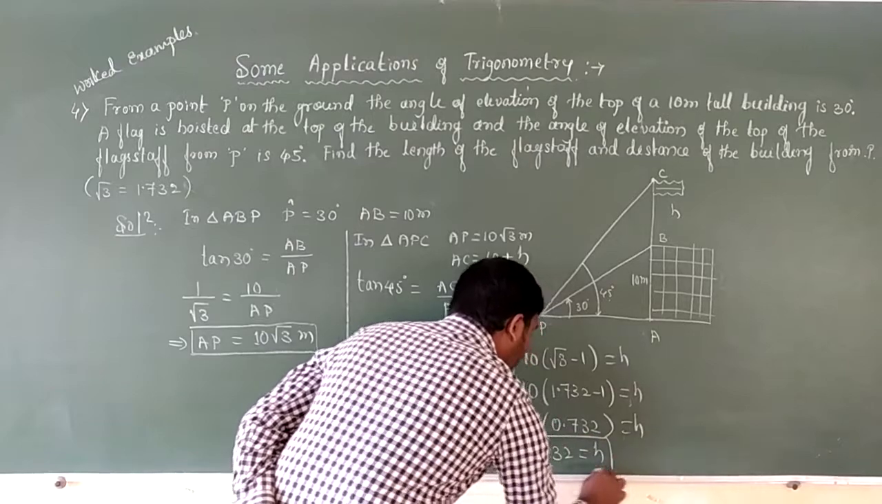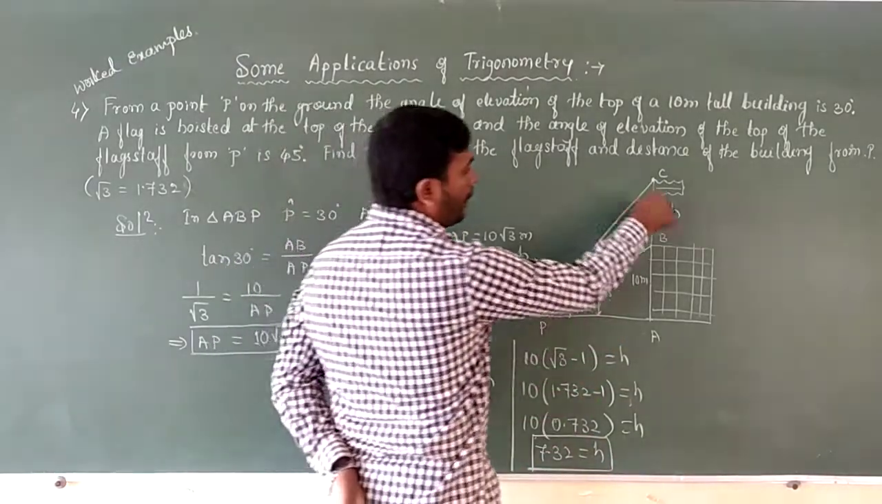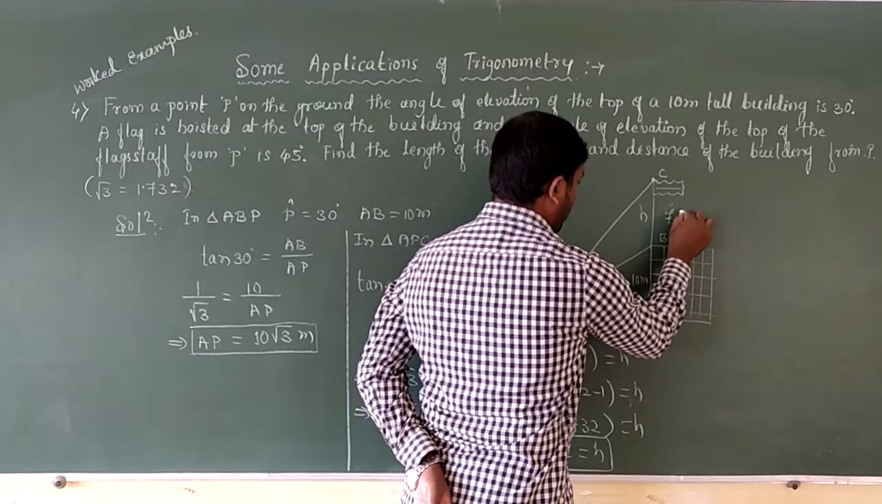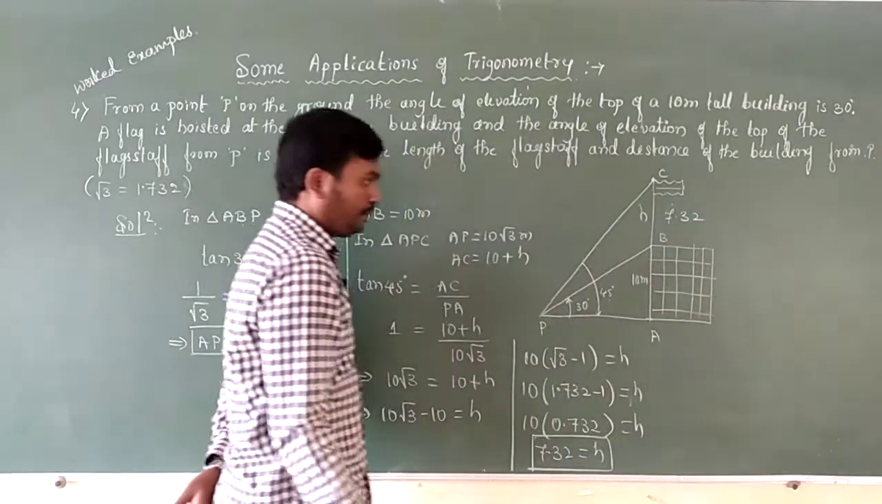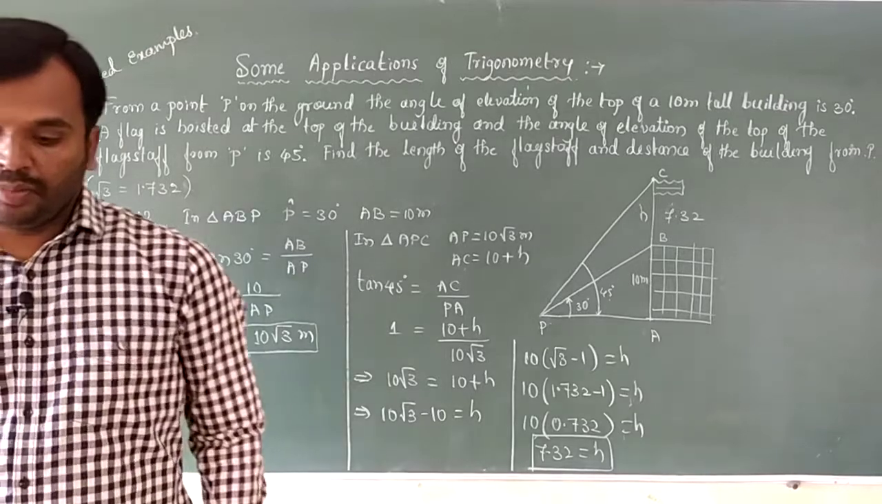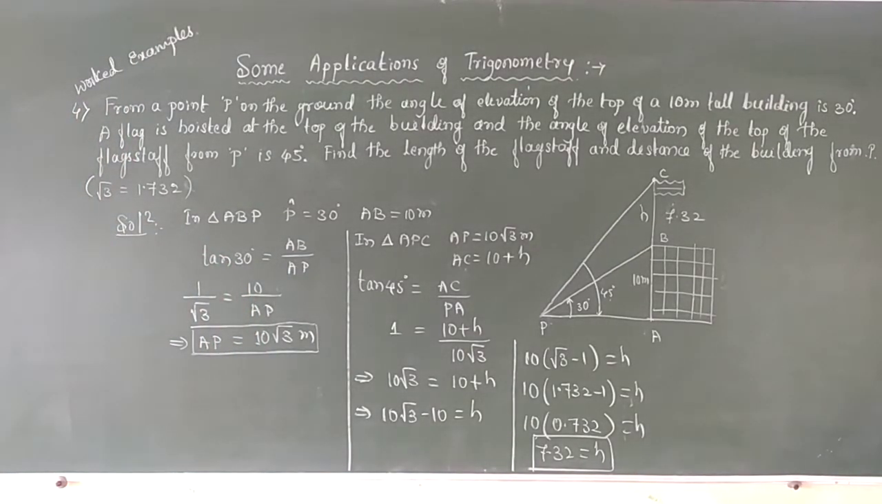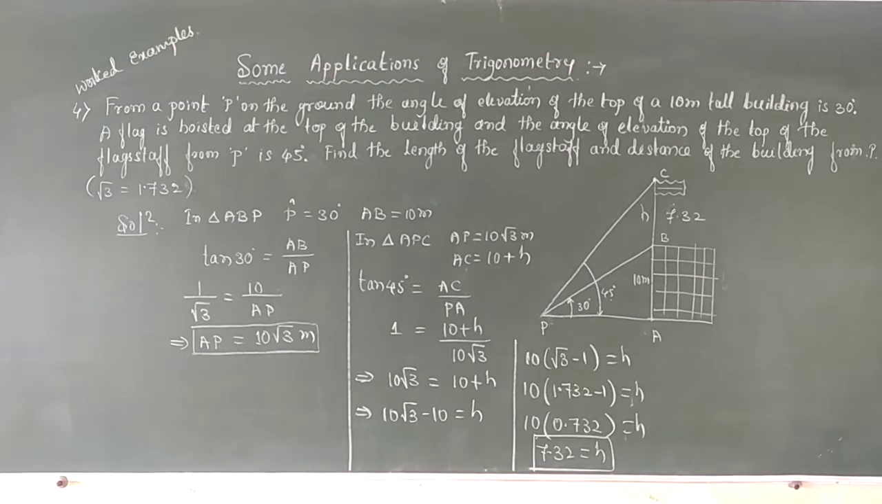This is the height of the flag post. It is 7.32 meters. So in this way we can find the solution by using the trigonometric ratios. Let us go for the next problem.